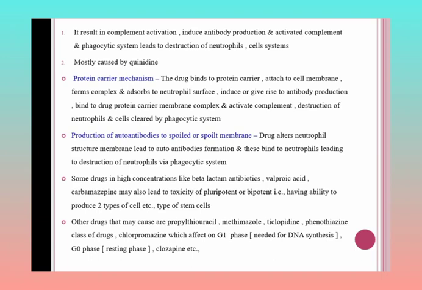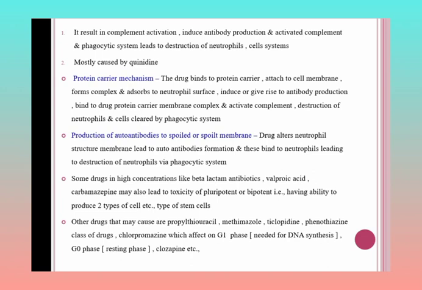In the cell cycle there is the G0 phase and the G1 phase. The G1 phase comes under the cell cycle, while GI means gastrointestinal, which has no role here as we are discussing hematological effects. So here chlorpromazine affects the G1 phase. The G1 phase is needed for DNA synthesis, and G0 is the resting phase. Other such drugs include clozapine.